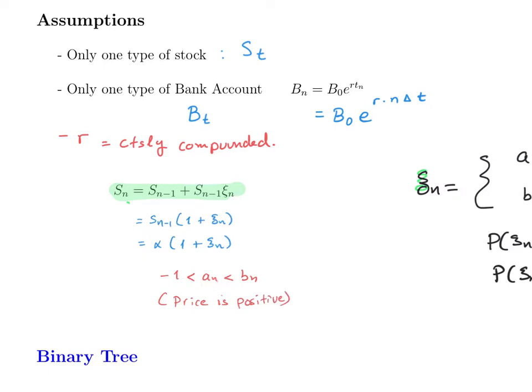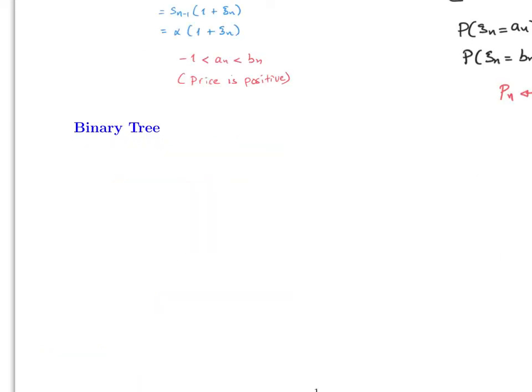This may actually even be a homework problem. You can realize that if this is not satisfied, the value for the price or the value of the stock would be negative, which is technically not possible. Now in this chapter, we're going to focus on a binary tree. Like I mentioned before, this is only one step.